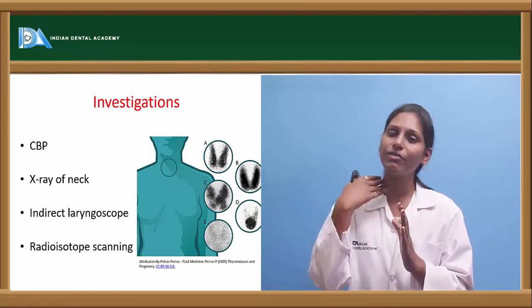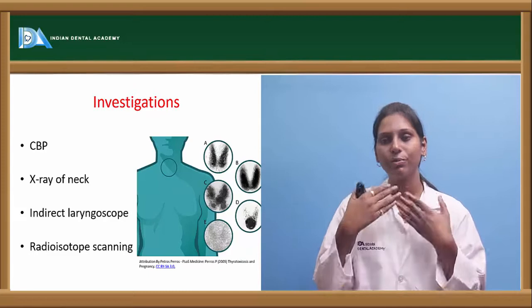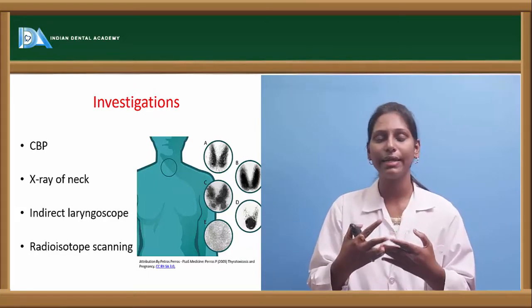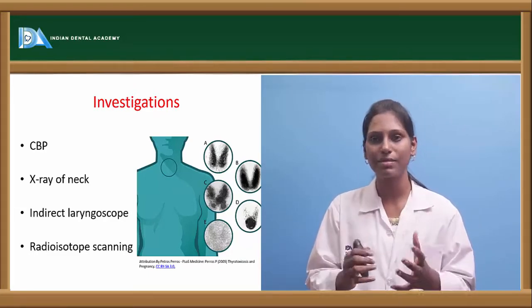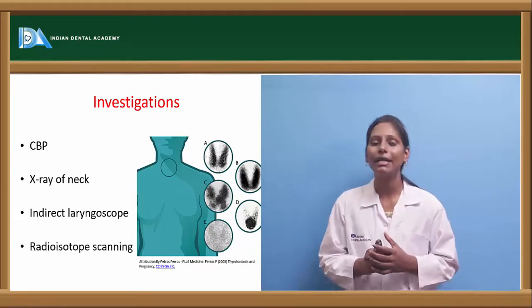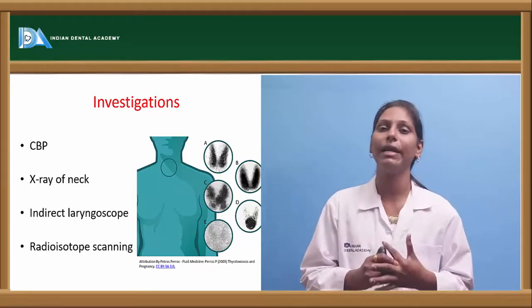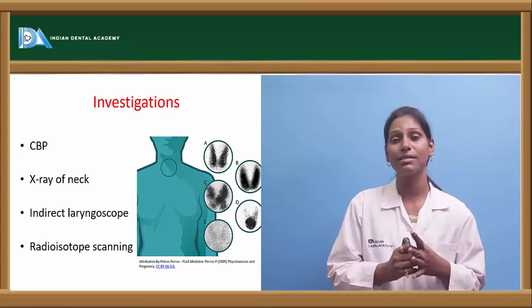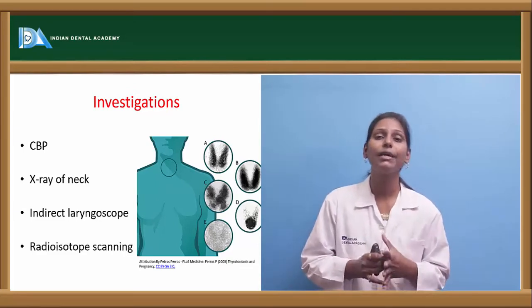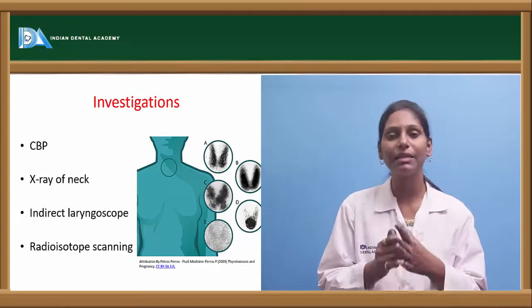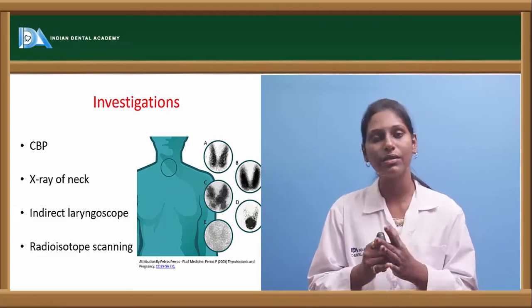The lateral X-ray view and also the straight anterior posterior X-ray view will also help us in identifying any soft tissue mass which has been present. And then we have indirect laryngoscope. Indirect laryngoscope will help us in identifying any neck masses that are present. Ultrasound can also be done. Ultrasound will actually delineate whether the mass is a cystic mass or a solid mass.